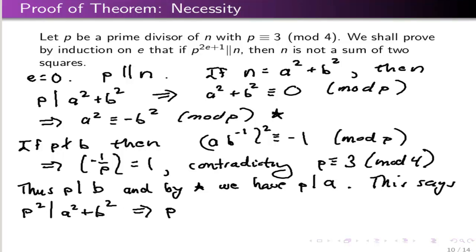Which means that p squared divides n, contradicting the fact that the multiplicity of p dividing n is 1, a contradiction. Therefore, n is not a sum of two squares.